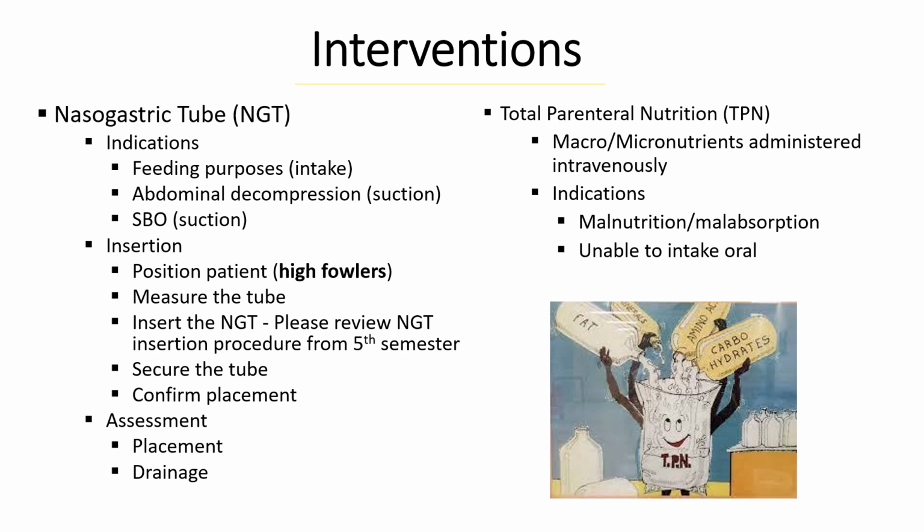TPN. This is a last-ditch effort to treat malnutrition and malabsorption. If a patient's unable to intake oral nutrition and we try an NG tube and that fails, that's when we're looking at TPN. This must be given through a central line. TPN provides the major macronutrients such as protein, carbohydrates, lipids, as well as micronutrients: electrolytes, vitamins, and trace minerals. It also provides the patient with water.